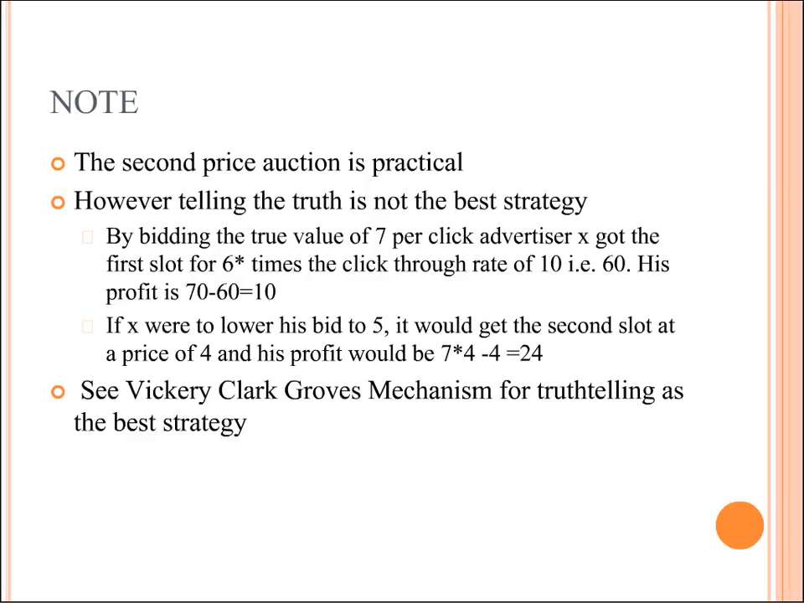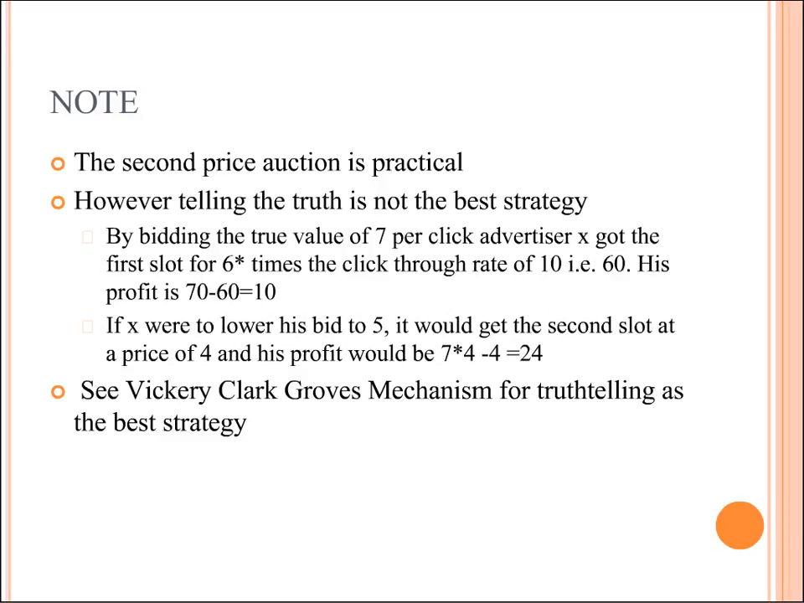He could have changed his bid and lowered it to 5. With this, he would have got the second slot at a price of 4, and his profit would have been 7 times 4 minus 4, which equals 24. So in this type of auction, if you're looking for profit, then your best strategy would not be to tell your true valuation, but you would start optimizing.